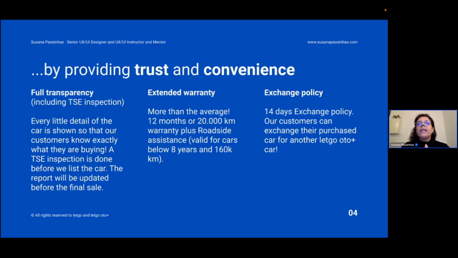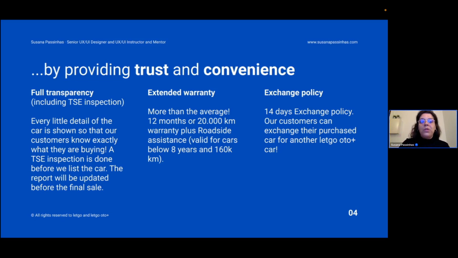So what do we promise to our users? Trust and convenience, because this is what they are lacking. Full transparency, okay? We as a business want to put ourselves into the market. So instead of people buying from dealerships or from another person, C2C, we want to be providing a better way of facilitating this business, by being the enabler of this transaction.